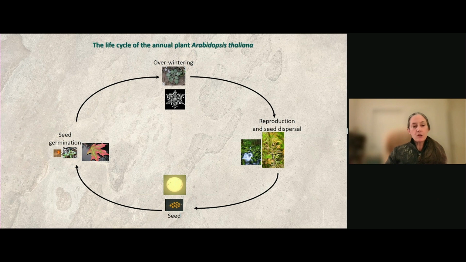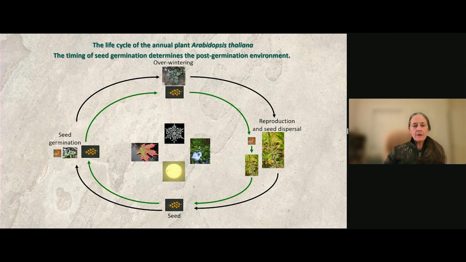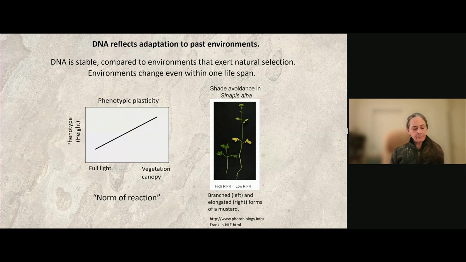For example, a seed that germinates in autumn will experience cool, wet conditions and not much competition, but a seed that postpones germination until the springtime will experience warmer, drier conditions and a full vegetation canopy to compete with. So seed germination really is one of those traits that can determine the environments that the organism experiences.